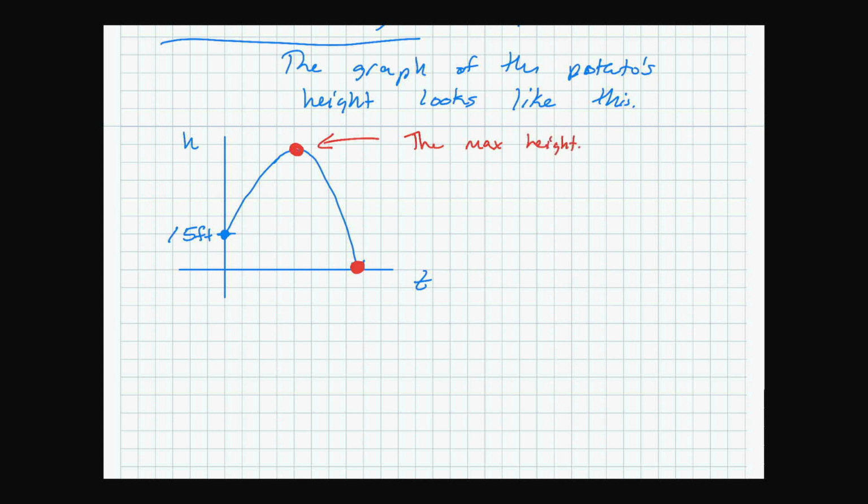The way you find the max height is that at that time the velocity is 0. When the potato was going up, velocity was positive, and when the potato is coming down, velocity is negative, and right in the middle its velocity is 0. So for the max height, v equals 0 here, and that's how you find it: you set velocity equal to 0.